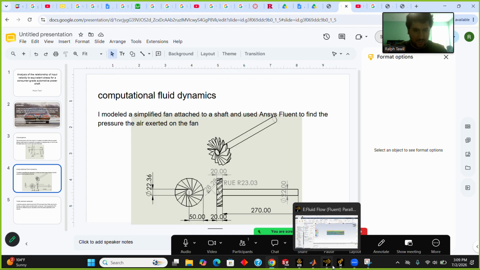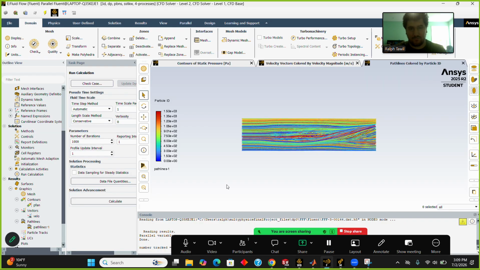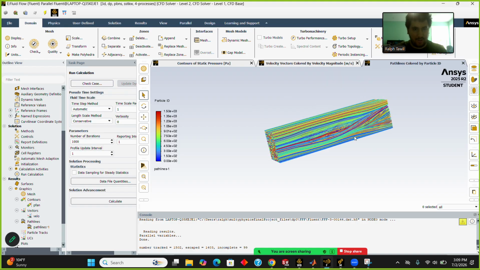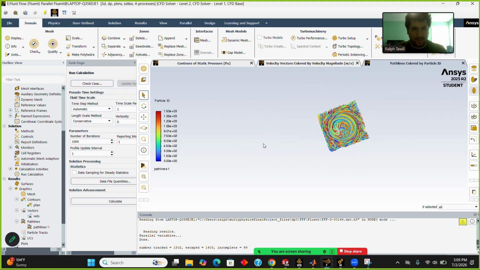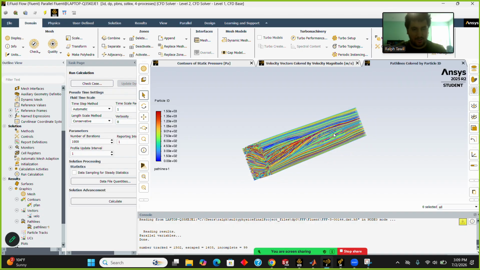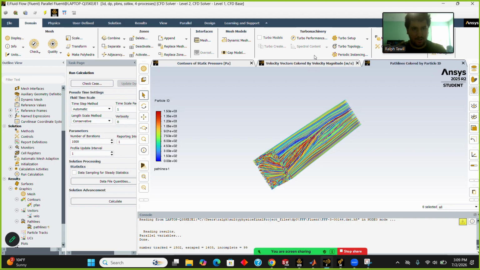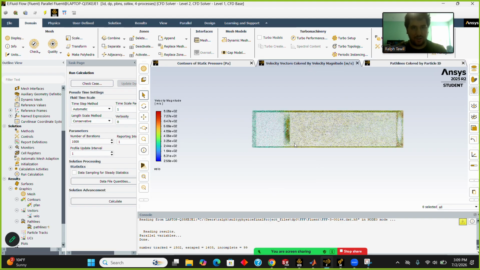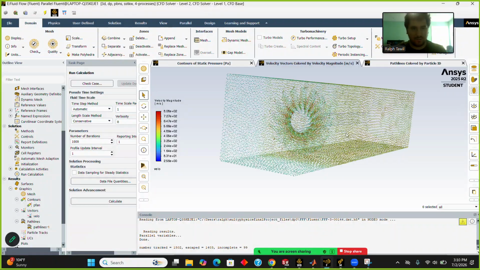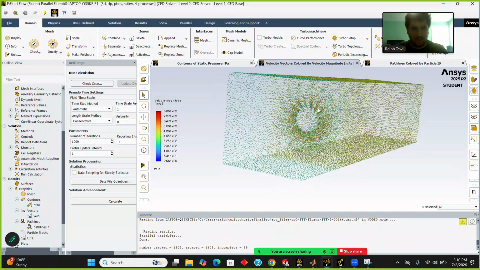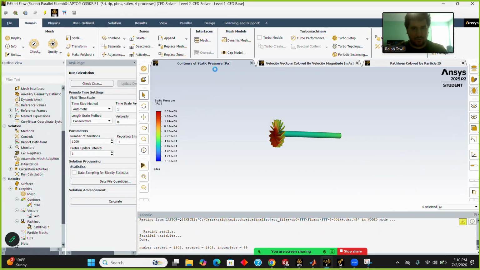This is the fluid results that I got. These are the path lines that the air takes, coming in from here and going over the fan. That's the back of it. You can see how the fan just moves all the air out of the way. These are the velocity vectors, and you can see in there how the fan moves the air away as well. And then this is the pressure on the fan.